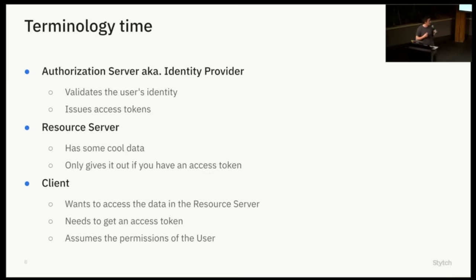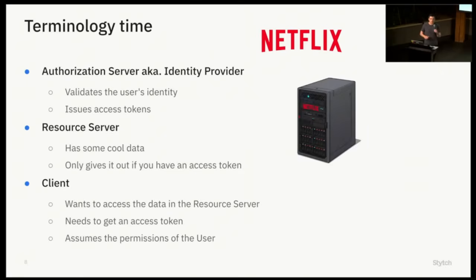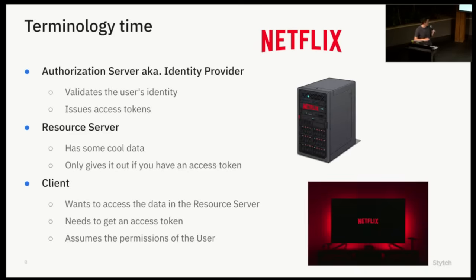And then finally, we have something called a client. And a client can be anything. A client can be an application. A client can be a website. A client can be a mobile app. A client can be all sorts of things. And this client wants to access data in the resource server, but it needs to get an access token in order to get at this data. So going back to our Netflix example, Netflix.com is going to function as the identity provider. All the Netflix servers in the clouds with the movies on them, those are going to be our resource servers. And the Netflix app on the TV, that's going to function as our client.